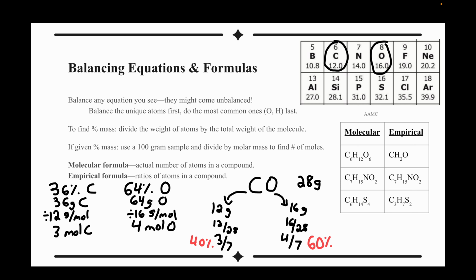So now we know in this molecule that the ratio of carbon to oxygen is C3:O4. However, this is only the empirical formula, which is the ratio of atoms in a compound. The true molecular formula of this compound can't be known just from this information, because it could be C3:O4 or it could be C6:O8. In the case of C6:O8, the percent carbon and the percent oxygen is exactly the same as it is when it's C3:O4. And I have some other examples of molecular versus empirical formulas on the right here.